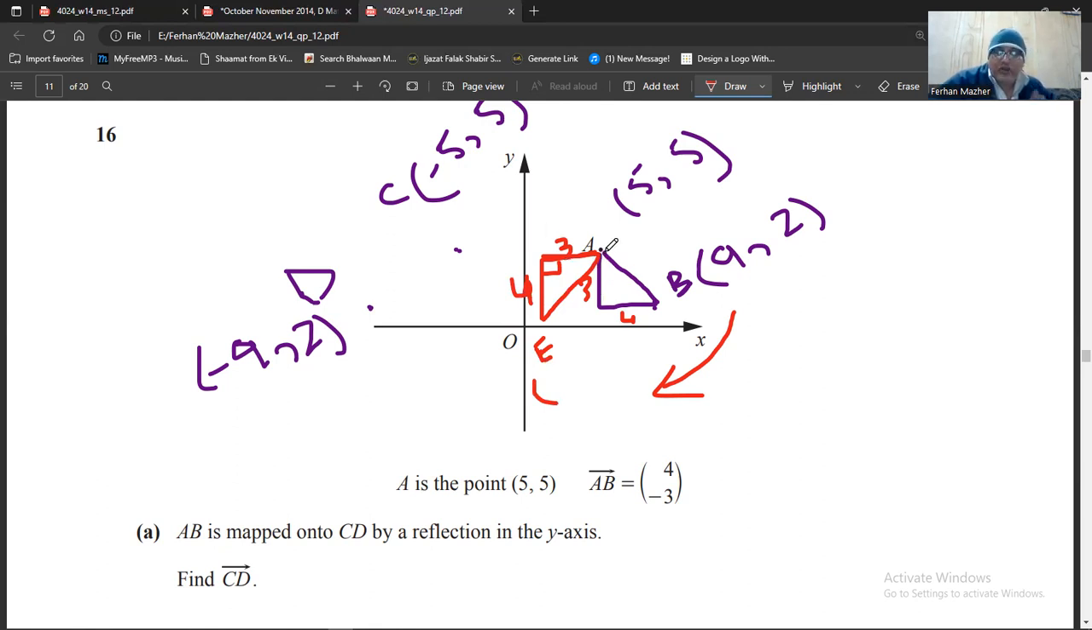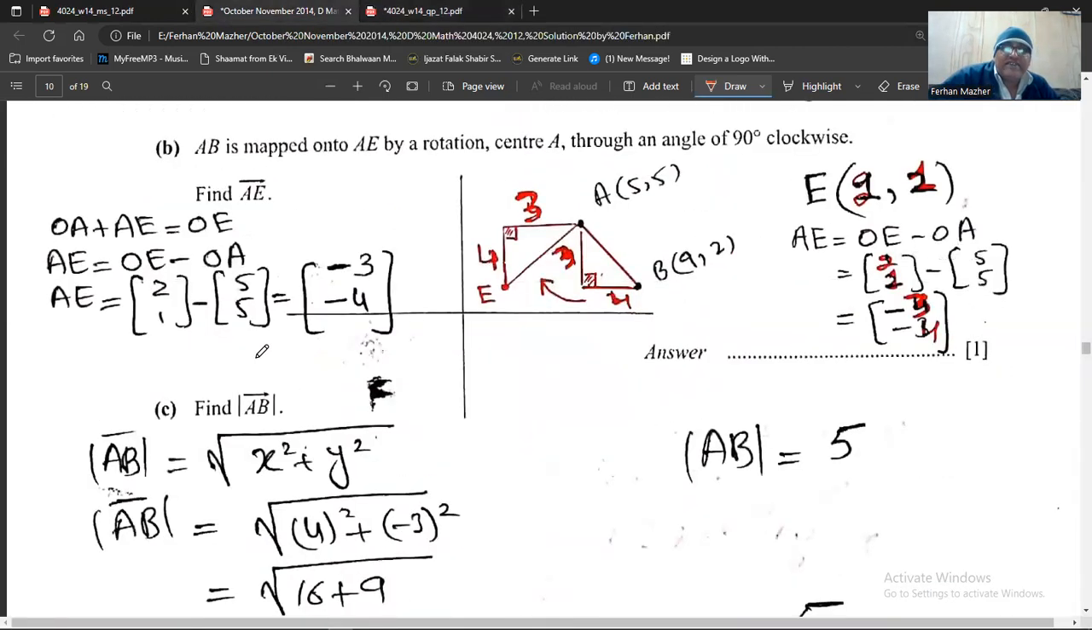from A. I'm talking about the X here is 5. So you have to go 3 steps back. So it will be 2. Its Y is 5. You have to come 4 steps down. So it will be 1. So the coordinates of the E will be 2, 1. This is how it is done.